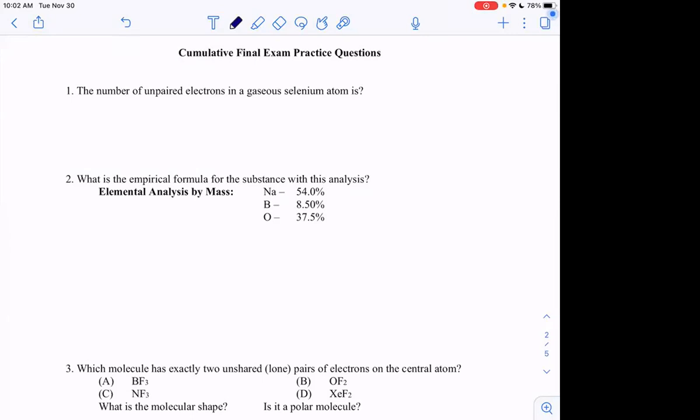The number of unpaired electrons in the gaseous selenium atom. You have to know a lot to do this, believe it or not. You have to be able to know the order of filling. You also have to know Hund's rule of pairing them up and all of that. So you're going to want to do this in terms of an orbital diagram. That's the best way to do it rather than electron configuration. You could do the electron configuration, then think about it from there, but I like to do an orbital diagram.